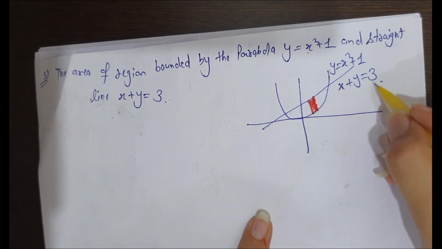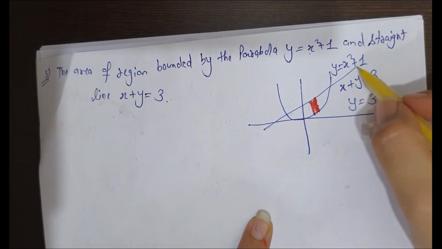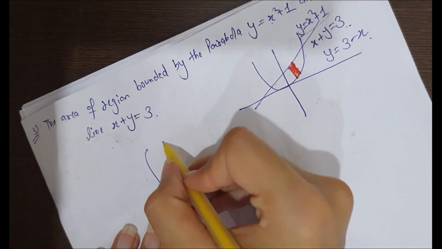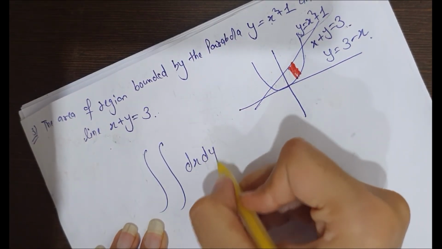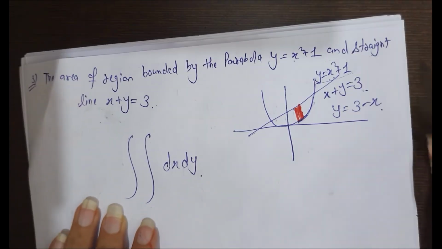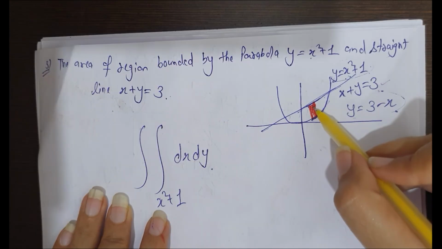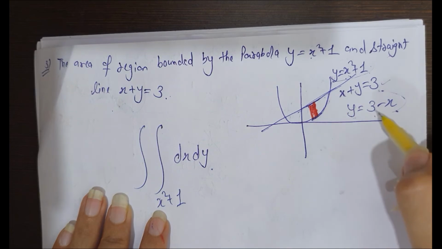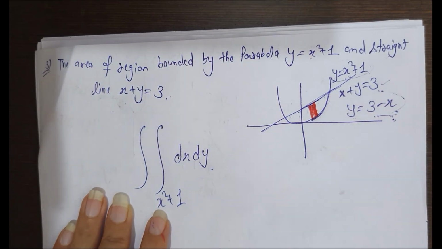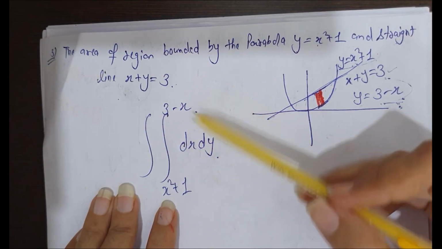So let's find the value of y from these two equations. Y from this equation will be y is equal to 3 minus x, and the equation of y from this equation is this. So write it down. The value of y from this parabola will be the lower limit of y. So the lower limit of y will be x square plus 1. The upper part of this strip is on this line, so the value of y from this line is this. So this will be the upper limit. Write it down. Now we are done with the limits of y.